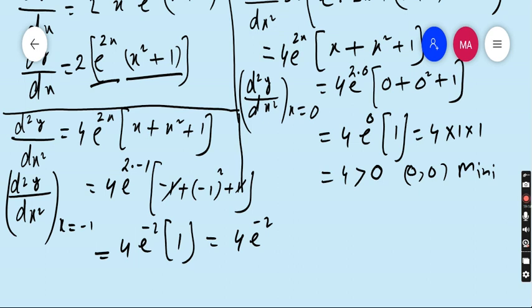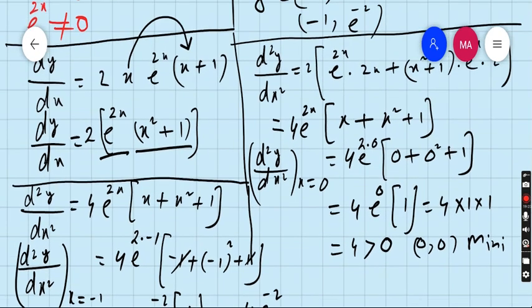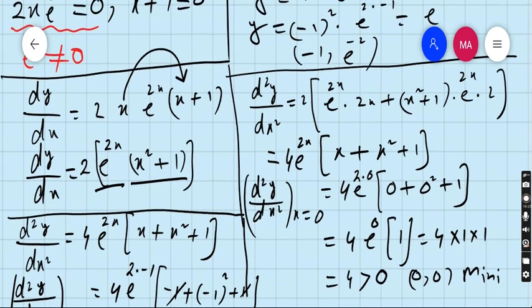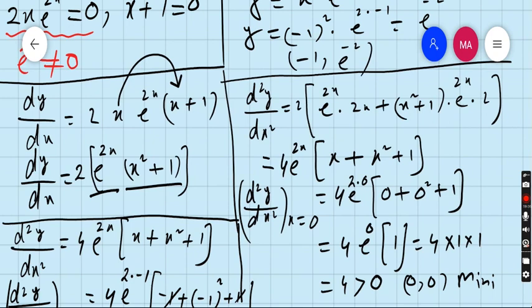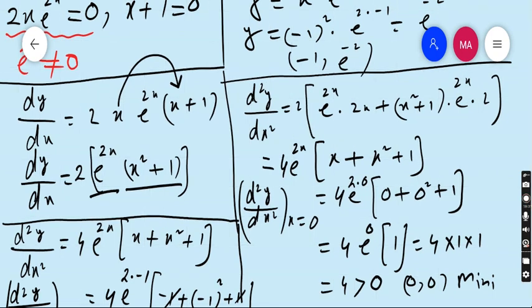The answer in the book is maximum, but my answer is minimum. So I will check again. Is there any mistake in the second derivative or not? Kindly wait, I am checking a few steps of the second derivative.